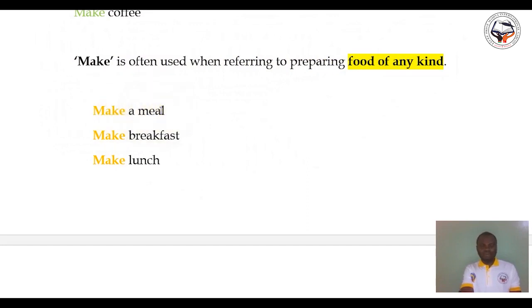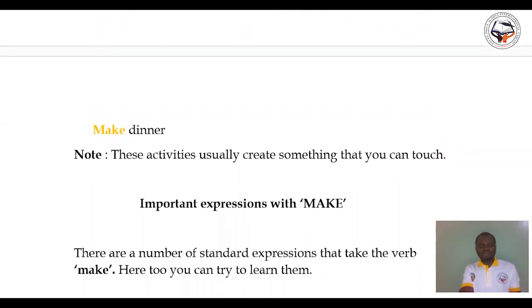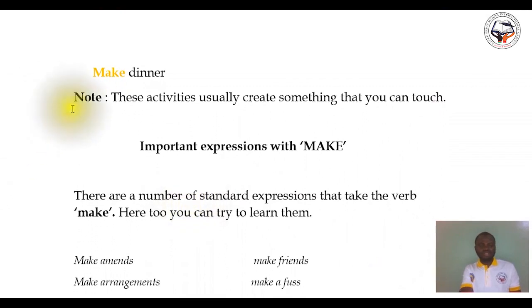Example: make a meal. When I say make a meal, what kind of meal? I don't know. Make breakfast. Make lunch. So the verb to make expressed in these three sentences is referring to food of any kind. Okay, let's continue. Another example is make dinner. So there is a note here too.